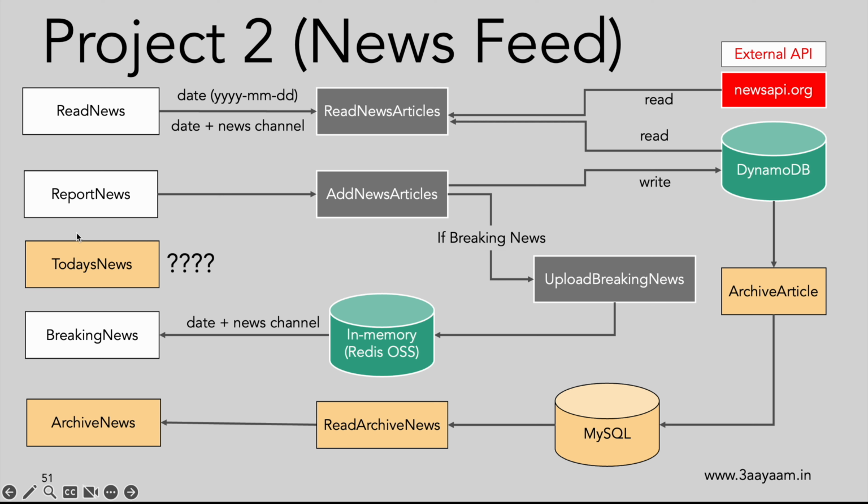Now the question is, why do we have these additional APIs? Even though I have implemented or used read news articles, add news articles, etc., these APIs would be reading from the database. Why do we need a separate API? The first is, of course, I want to show you how to implement the requests library. That is the first purpose of this.